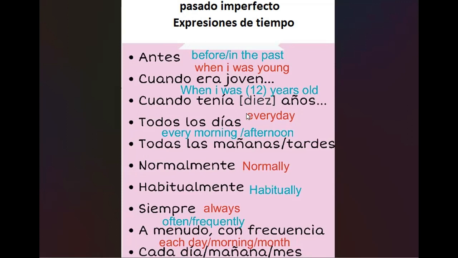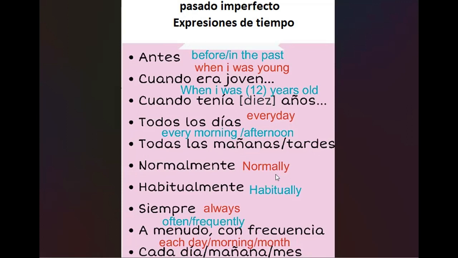Here it says, todos los días, every day in the past. Todos los días yo comía con mi familia. So every day I used to eat with my family. Todas las mañanas me lavaba la cara. Every day I used to wash my face. Todas las tardes veía, remember the verb ver, which is irregular. Todas las tardes veía televisión.